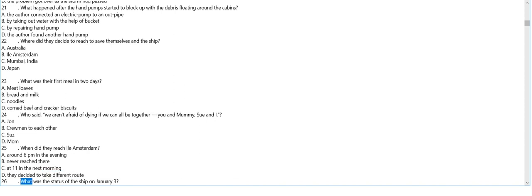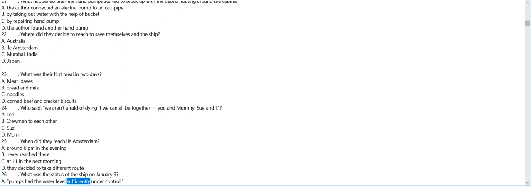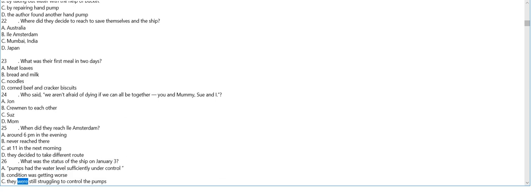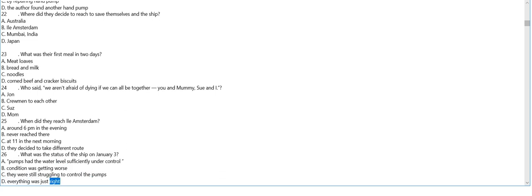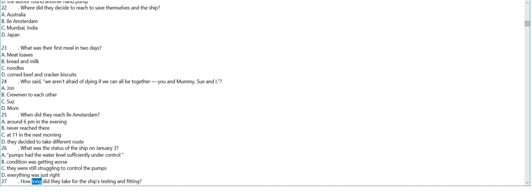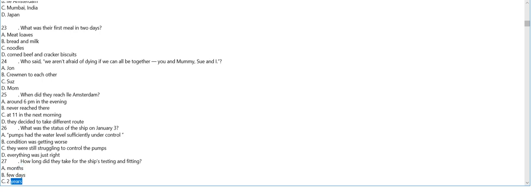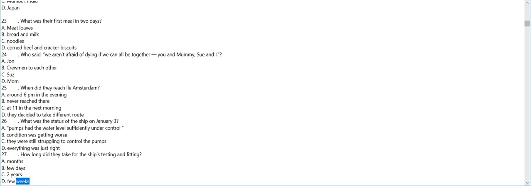26. What was the status of the ship on January 3rd? A. Pumps had the water level sufficiently under control. B. Condition was getting worse. C. They were still struggling to control the pumps. D. Everything was just right. 27. How long did they take for the ship's testing and fitting? A. Months. B. Few days. C. 2 years. D. Few weeks.